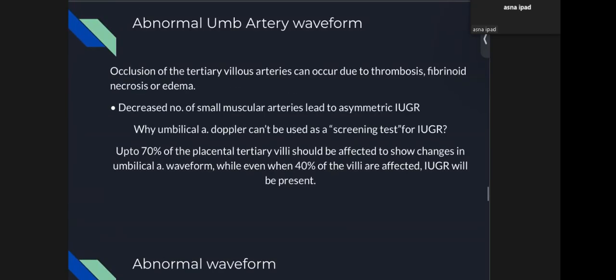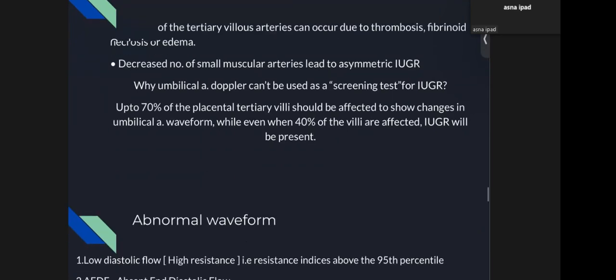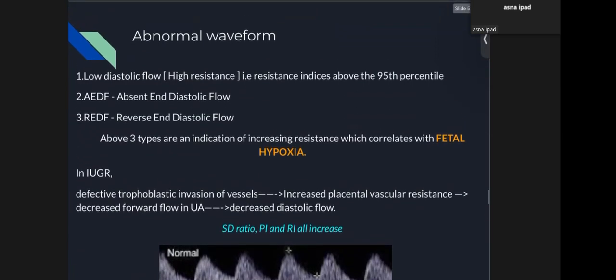Abnormal umbilical artery waveform. Occlusion of tertiary villus arteries can occur due to thrombosis, fibrinous necrosis, and edema. Decreased number of small muscular arteries lead to asymmetric IUGR. But why is umbilical artery Doppler not used as a screening test for IUGR? Because up to 70% of placental tertiary villi should be affected to show changes in the umbilical artery waveform, while even only 40% of the villi are affected in IUGR. So at 40%, IUGR can be present, but the waveform shows changes only after 70% is destroyed.